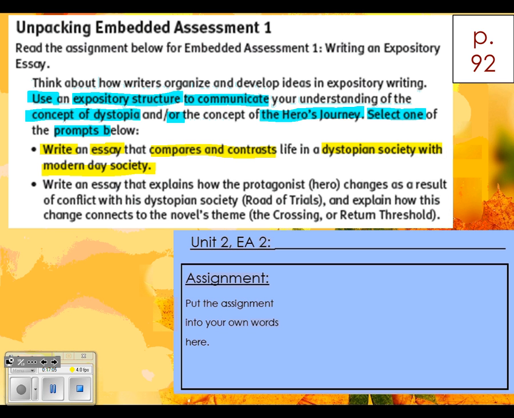Write an essay that explains how the protagonist changes as a result of conflict with dystopian society, and explain how the change extends to the novel stage.